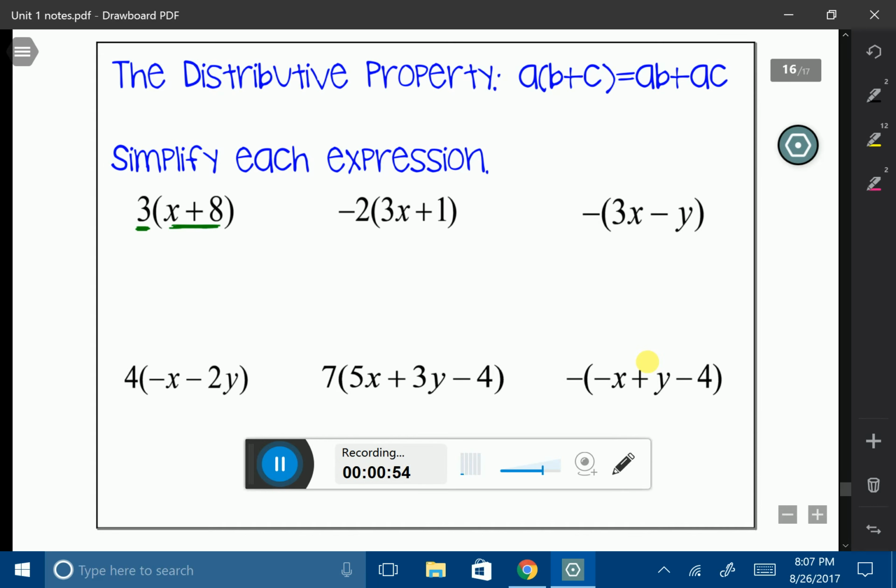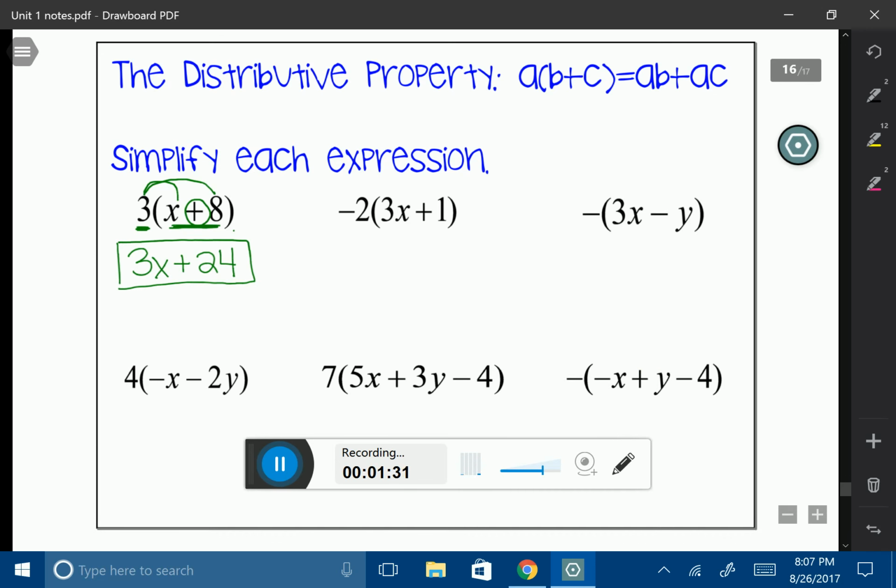I'm going to take that 3, and I'm going to multiply it by the x. When I multiply 3 times x, I'm going to get 3x. But then I have to go back because that 3 I also have to distribute into the positive 8. Now, I said positive 8 because you also have to grab that operation that's in front of the 8. So 3 times positive 8 is going to be positive 24. And that's it. You've just distributed. So this right here is going to be your final answer.